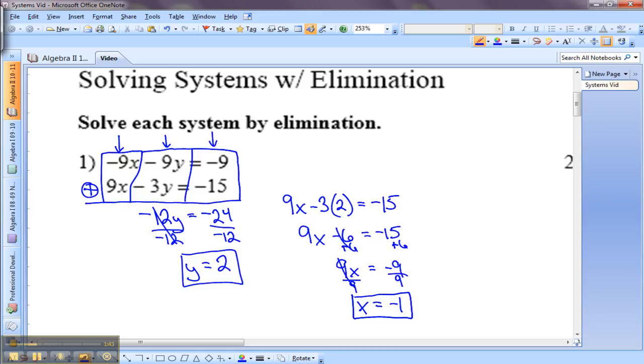So for our system of equations, our x value is -1, our y value is 2, and we can write this as an ordered pair, -1, 2.